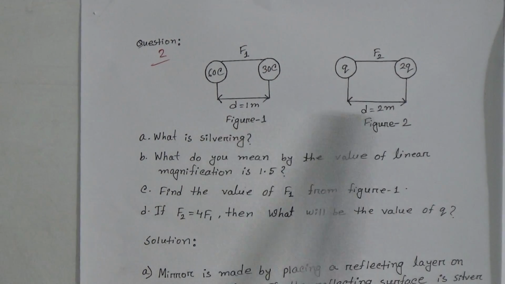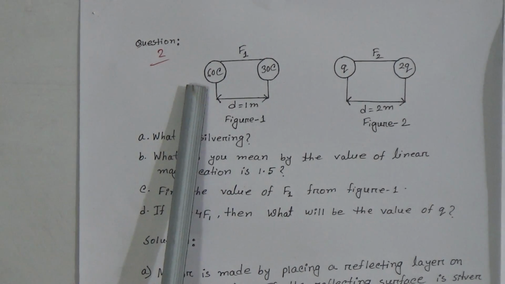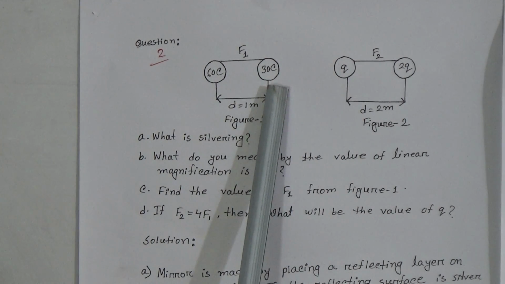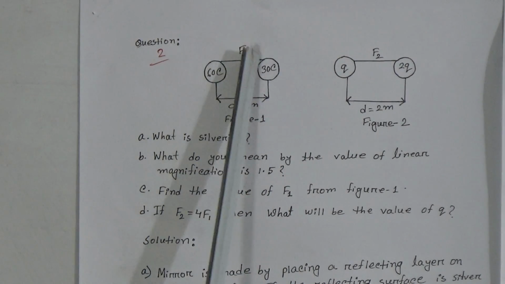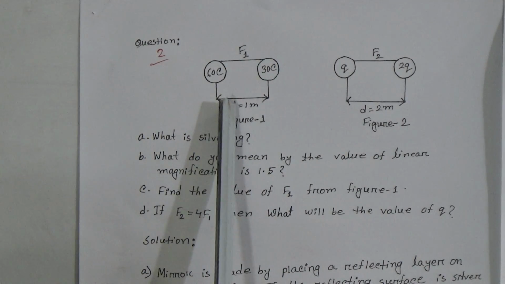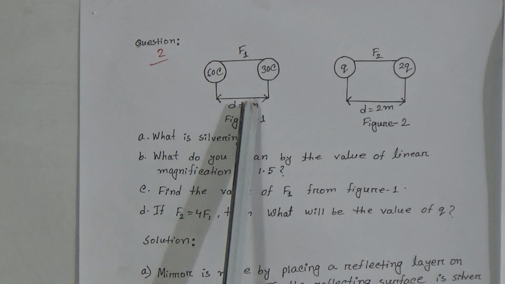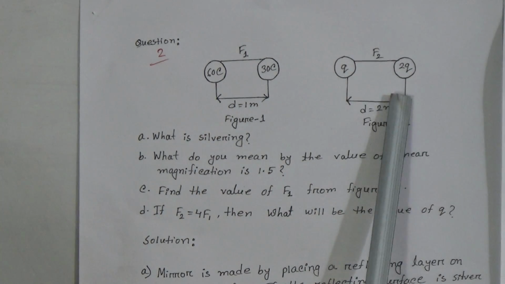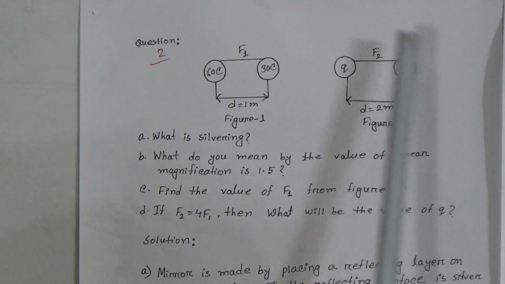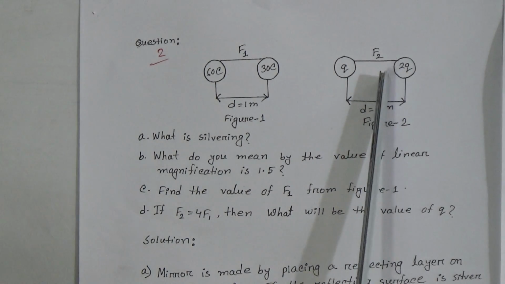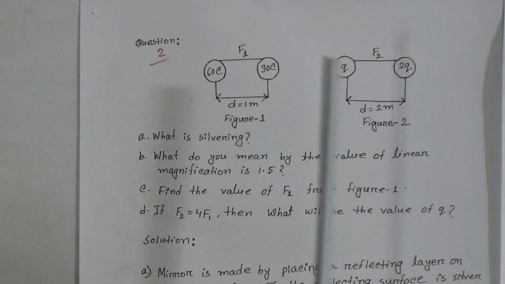Here are given 2 pictures. In figure number 1, 2 charges are given, a 60 coulomb charge and a 30 coulomb charge, and the force between the 2 charges is, suppose, F1, and the distance between these 2 charges is 1 meter. Okay, and see figure 2. In this figure 2 charges, Q and 2Q, are given, the distance between these 2 charges is 2 meter, and the force between these 2 charges is F2.